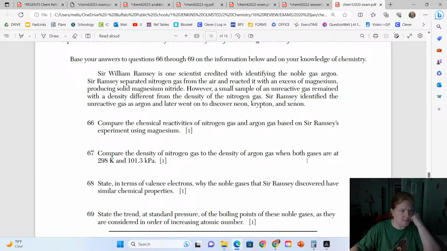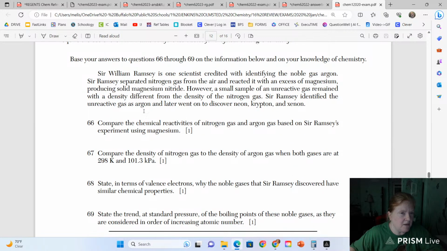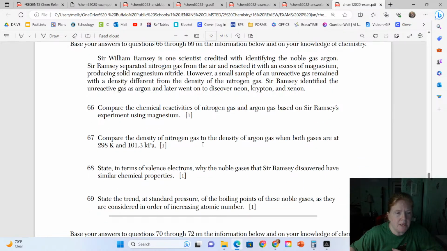And we're looking at 66 through 69. Okay. So, all right. First question. First, I'm not even going to read the paragraph unless I need to, because barely ever do I need to. It says compare. What did I tell you about compare? How many answers are there?